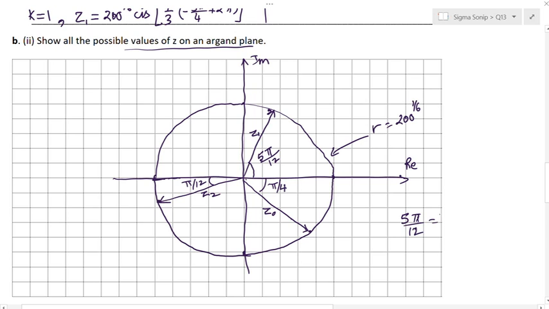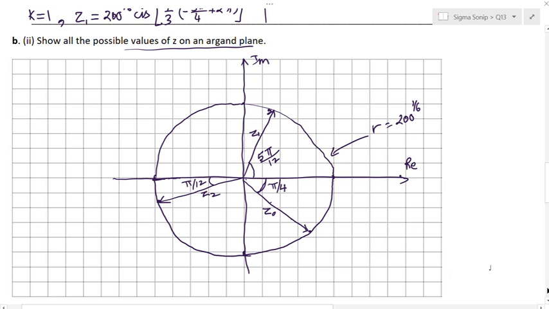So the angle between z0 and z1 is 5 pi over 12, which equals 75 degrees, and this angle is pi over 4, which equals 45 degrees. So the total angle between z0 and z1 is, you add both of them, 120 degrees. If you want to write it in radians, then it is 2 pi over 3. The same will be the angle between z1 and z2, and z2 and z0. So that tells us that we have determined the roots correctly. We don't need to write this thing here, that was just for us to check.